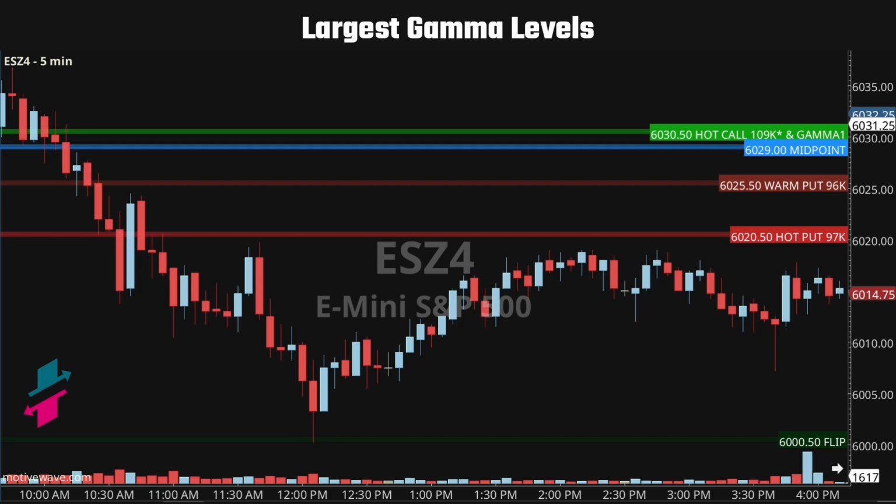Okay, so if I understand correctly, when you say hot call and hot put, these are maybe the strongest magnets in the market, regardless of the time frame. And then you have the warm call and the warm put, which act as magnets, but slightly weaker magnets than the hot call and hot put. Do I have that correctly?